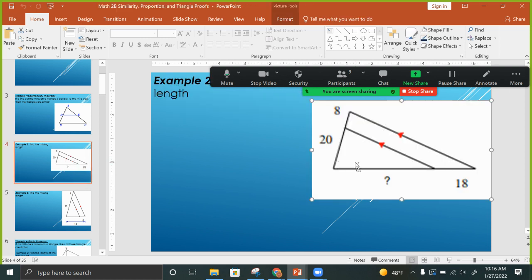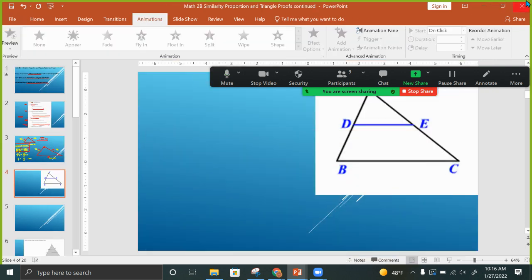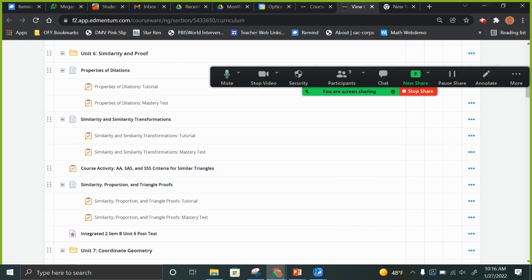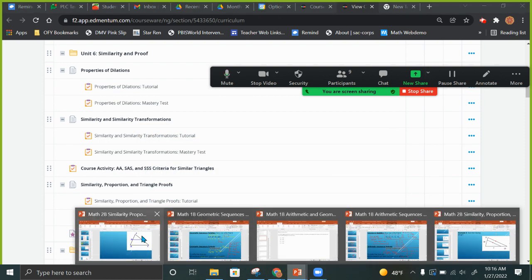We did this example yesterday using scale factor. Now what we're going to do is try solving the same problem, but using the proportion idea instead.